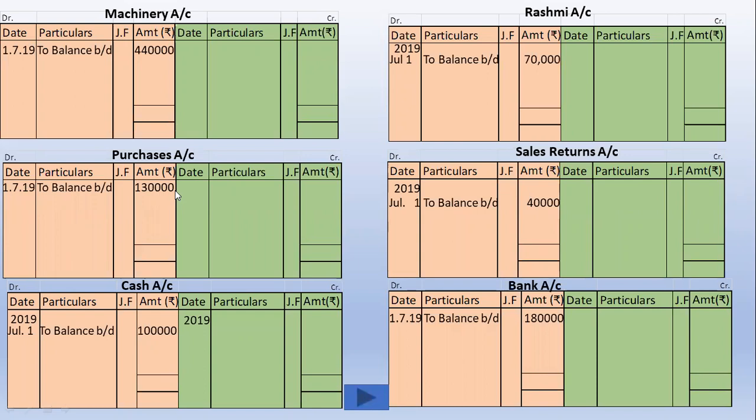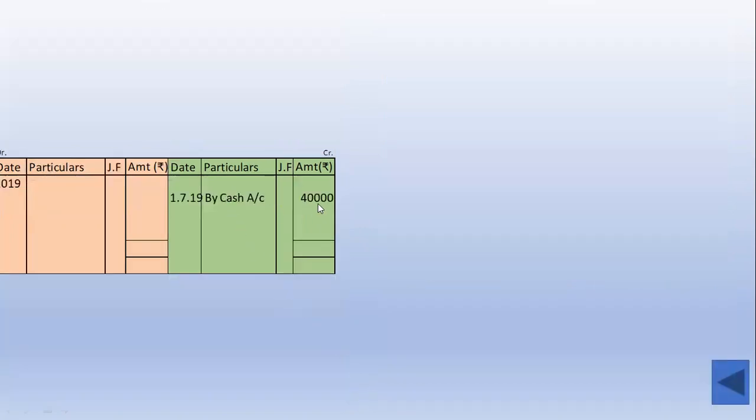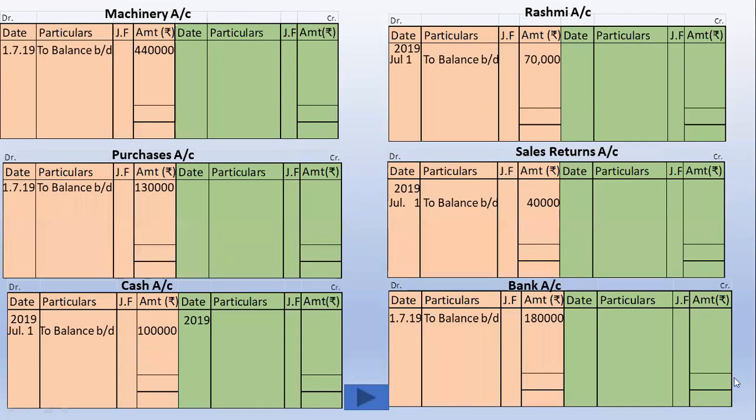First transaction: introduced additional capital rupees 40,000. On introduction, it is to be first reflected in cash account debit side and capital account credit side. See, capital account credit side 40,000 and cash account debit side to capital account rupees 40,000.